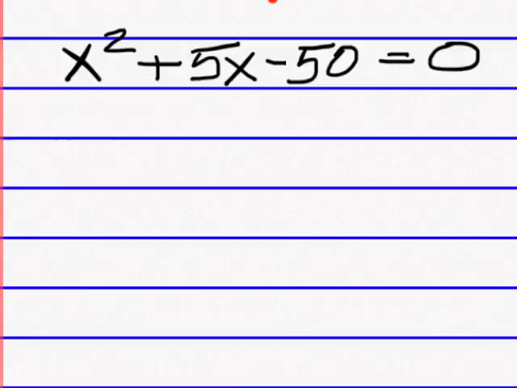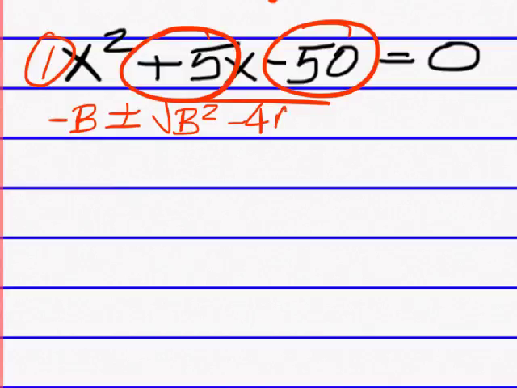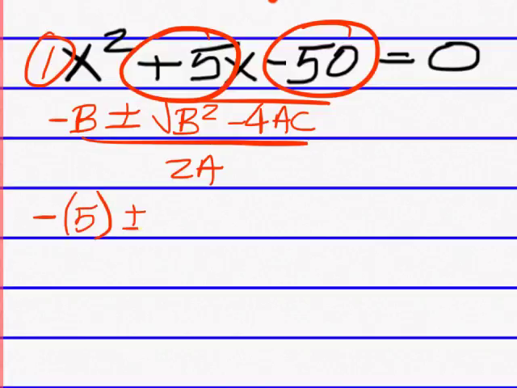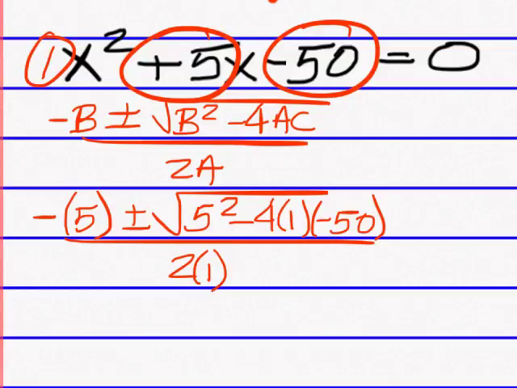All right, find A, B, and C on this one. A is 1, B is 5, C is negative 50. The formula: negative B plus or minus the square root of B squared minus 4AC, all of that over 2A. Now plug in your values, and you'll have negative 5 plus or minus the square root of 5 squared minus 4 times 1 times negative 50, all of that over 2 times 1.